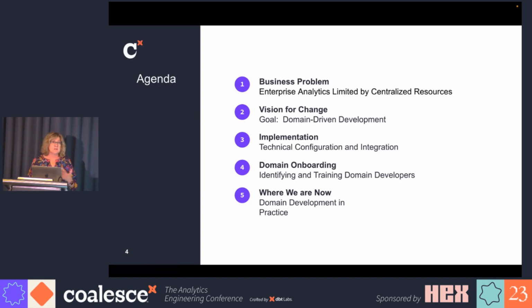The third item is I'm going to talk a little bit about the implementation and how we put that in place, and that's going to touch on the technical configuration piece as well as integration. And then the next piece is also the people piece, that is onboarding these domain developers. That was a critical part, and that's identifying and training these domain developers. And then I'm going to finish up talking a little bit about where we are now in our domain development practice.